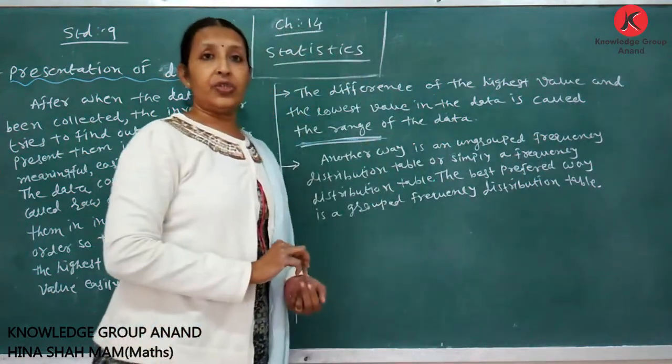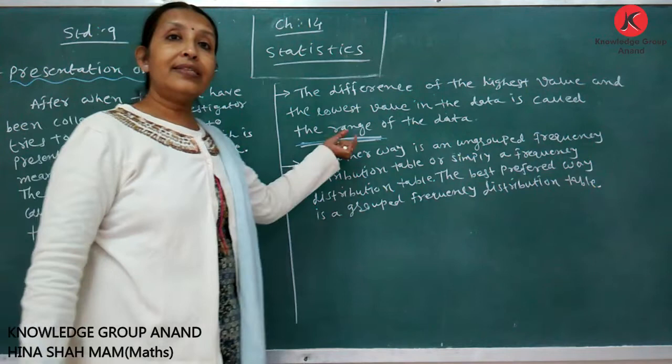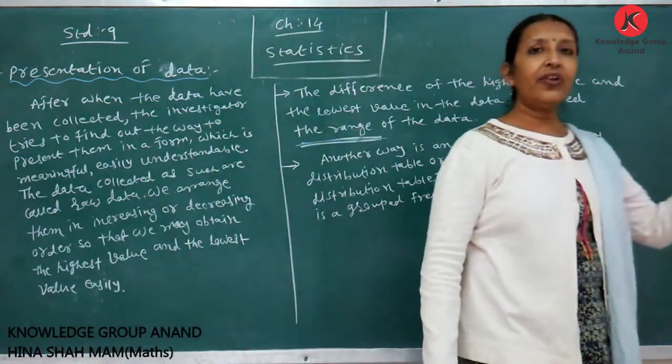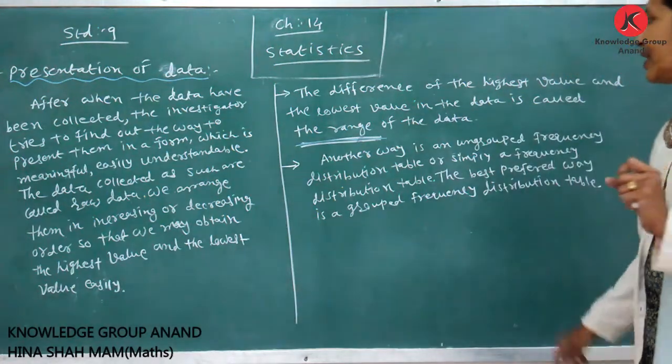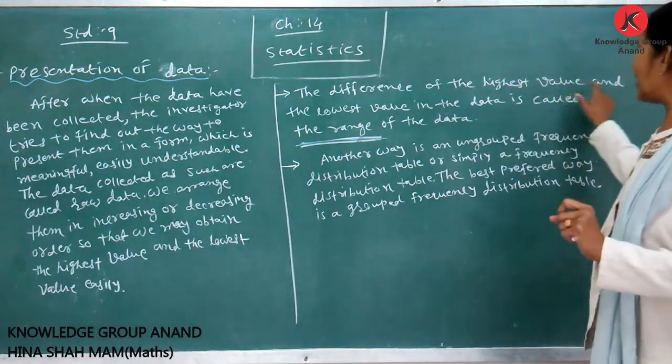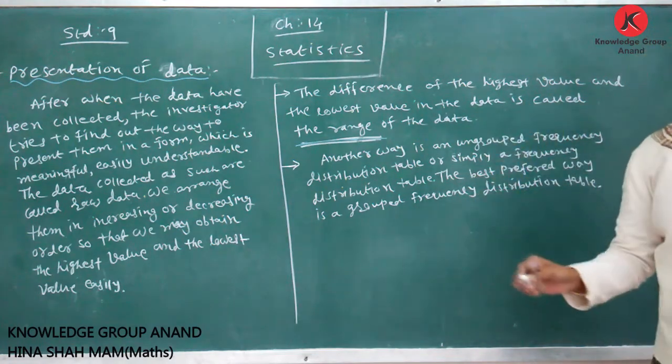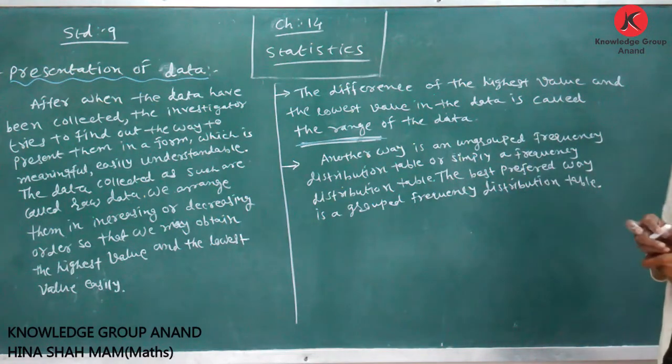How do we find range? What is range? Range is the difference between the highest value and the lowest value. The difference of the highest value and the lowest value in data is called the range of data.